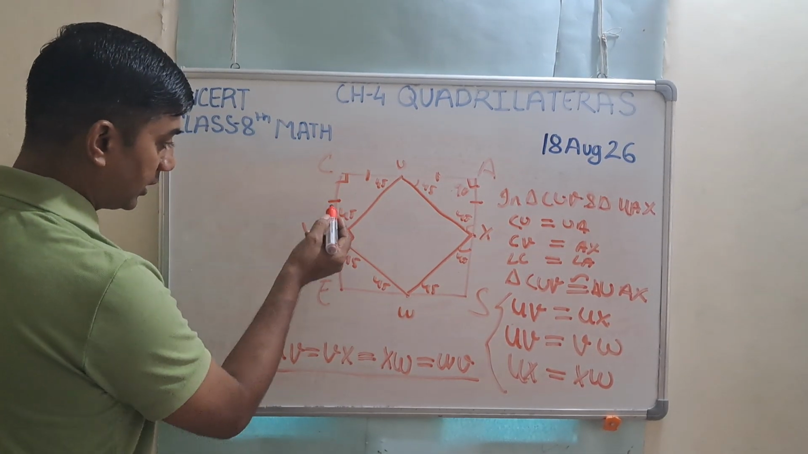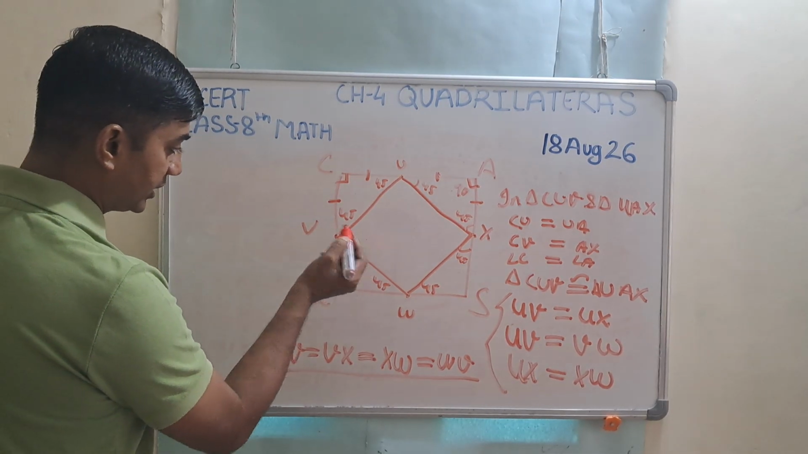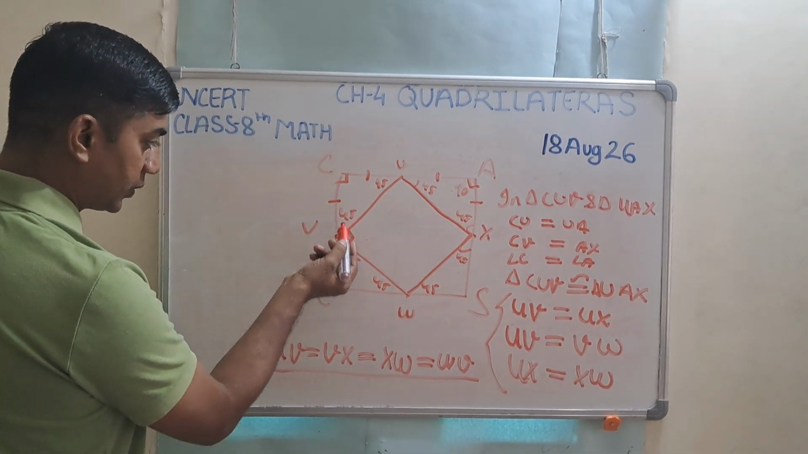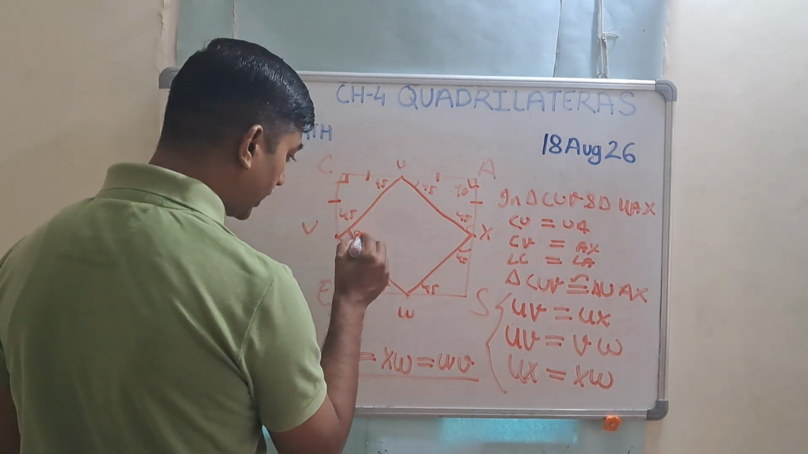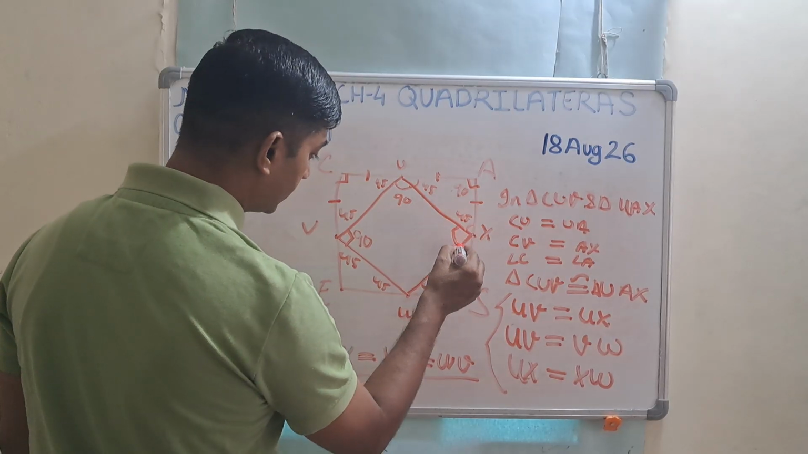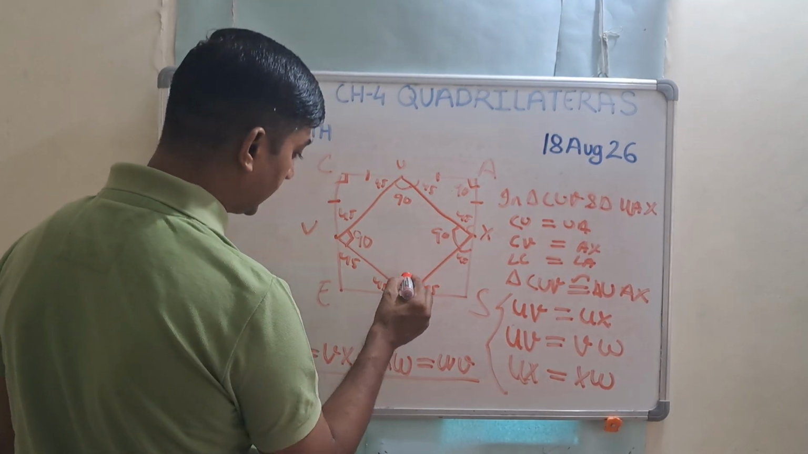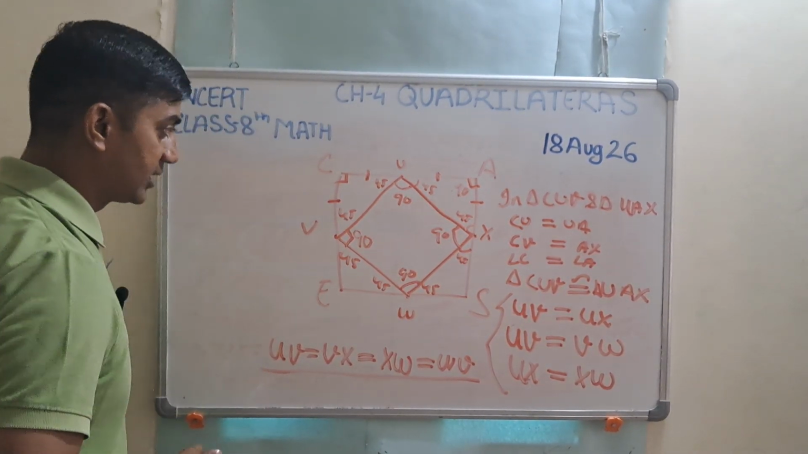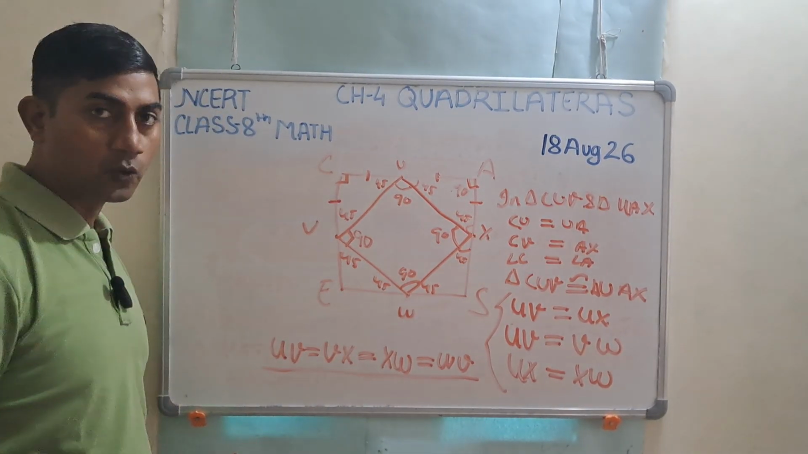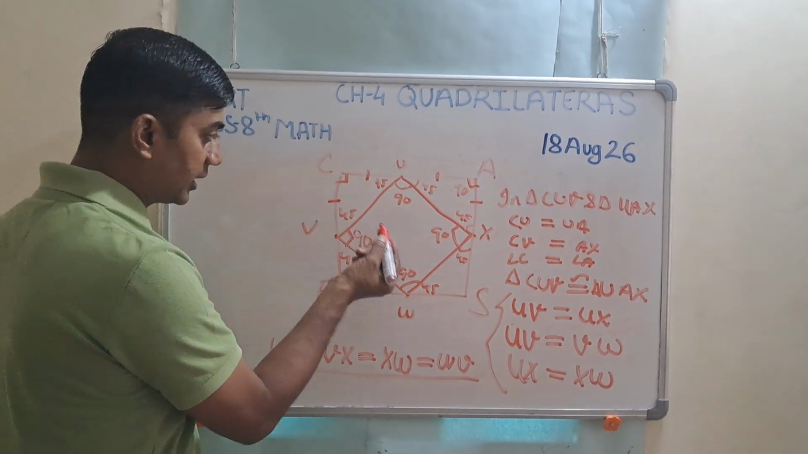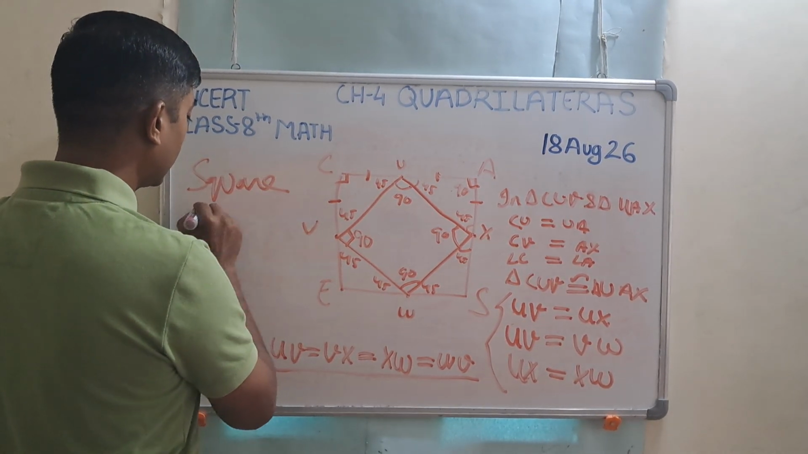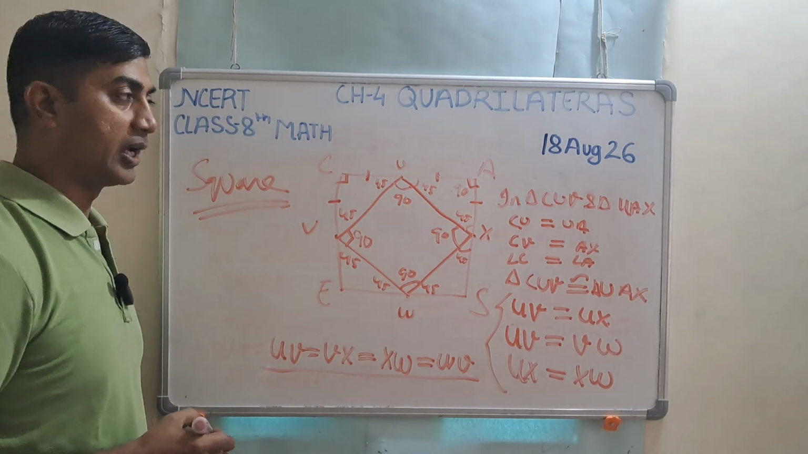When you try to find this internal angle, that is 180 minus 45 plus 45, this comes out as 90 degrees. In the same way, this is also 90 degrees, and this is also 90 degrees, and this is also 90 degrees. So what is the result? All the internal angles are 90 degrees and all the sides are equal. It means this figure is a square. Understood?